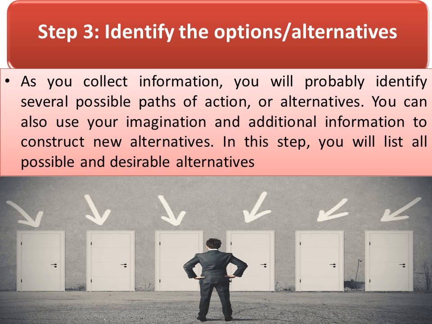Step 3, identify the options or the alternatives. As you collect information, you will probably identify several possible paths of action or alternatives. You can also use your imagination and additional information to construct new alternatives. In this step, you will list all possible and desirable alternatives.